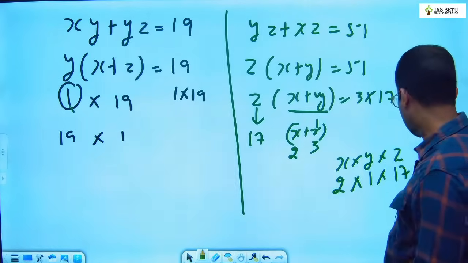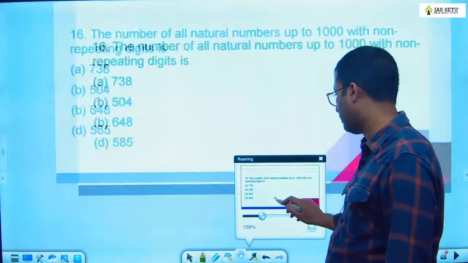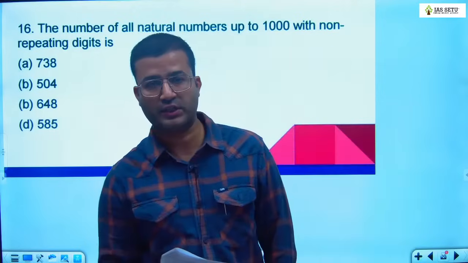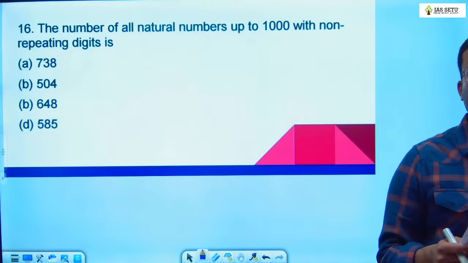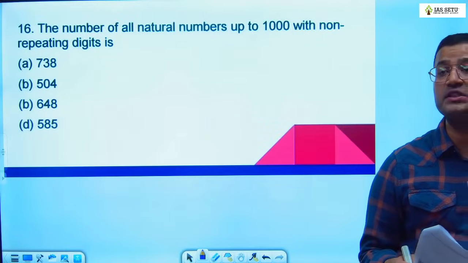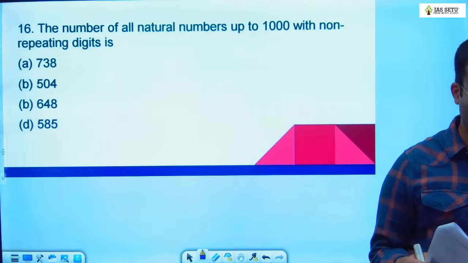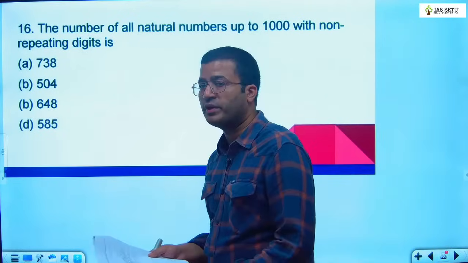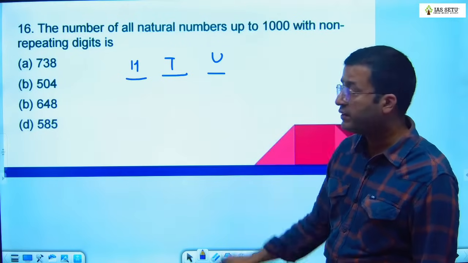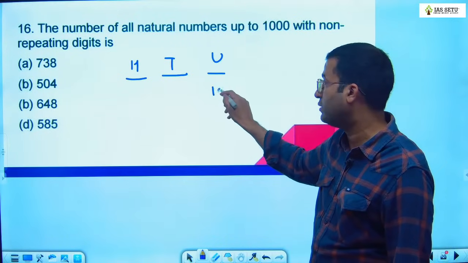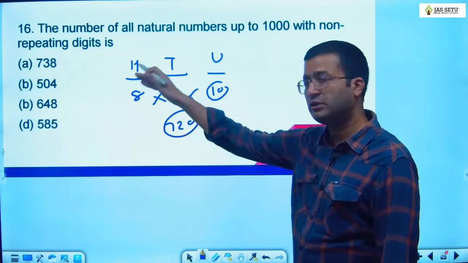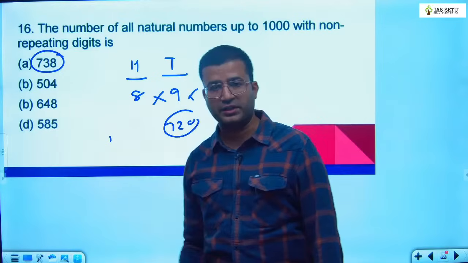Now next question, question number 16. The number of all natural numbers up to 1000 with non-repeating digits is... Repetition of digits is not allowed, you can't repeat the digit. Here is the one common mistake students make: hundreds place, tens place, unit place. They think in the unit place we can use any digit from 0 to 9, so 10, 9, 8, and they think 720 is the answer, but that answer option is not available. The correct answer is 738.